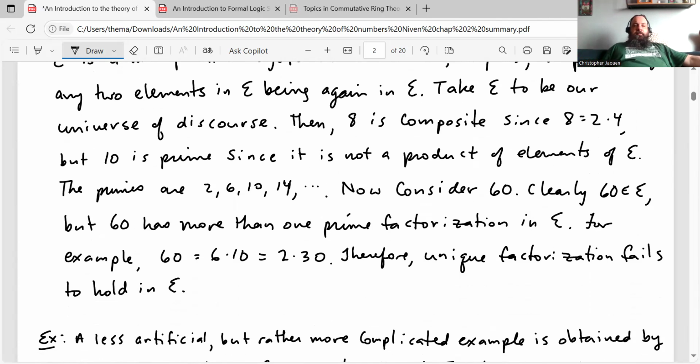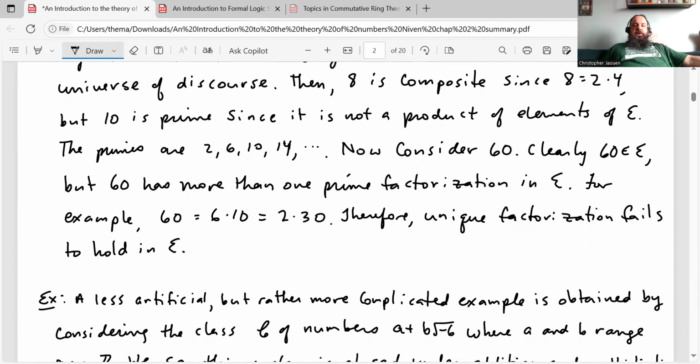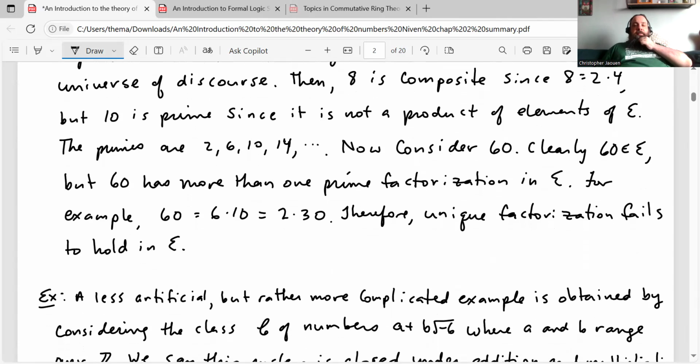And just as an example, the primes in this system are, for example, 2, 6, 10, 14, et cetera, et cetera. And now if you consider the number 60, 60 is an element of epsilon, but 60 has more than one prime factorization in epsilon. For example, 60 is 6 times 10.